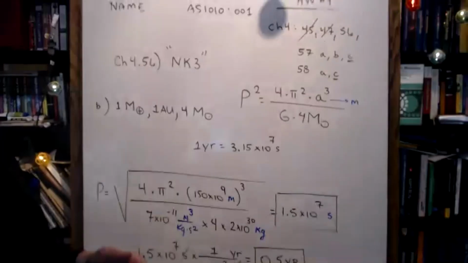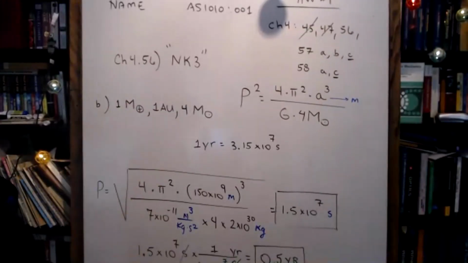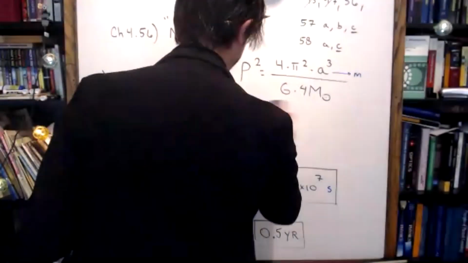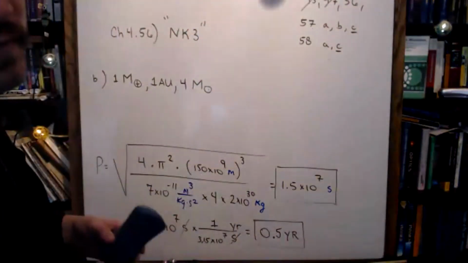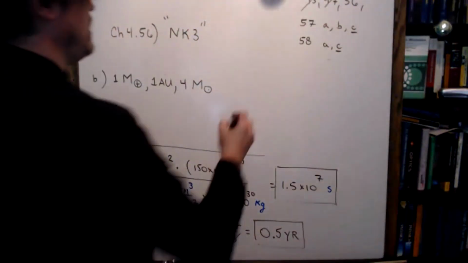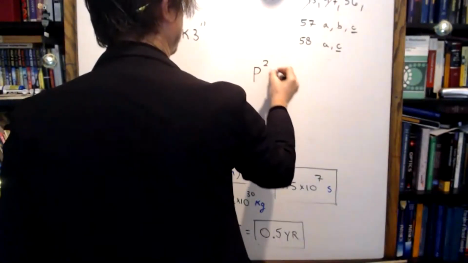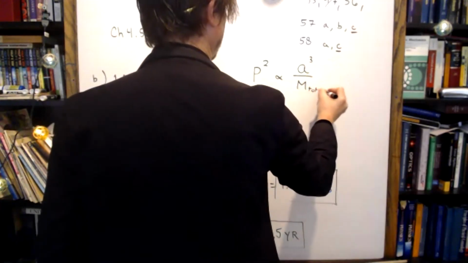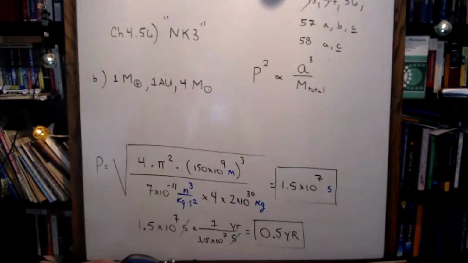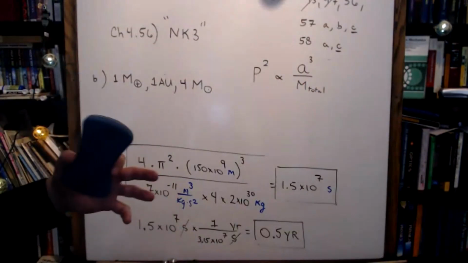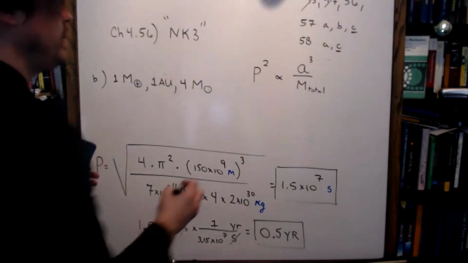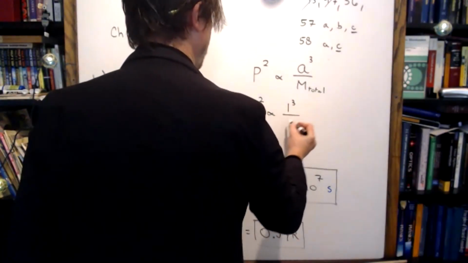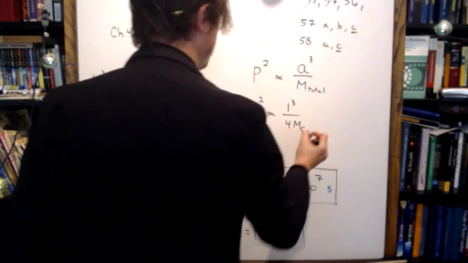I want to show you guys a little secret. We could have done this problem a whole lot faster if we had had the power of proportionality arguments on our side. If we were to write NK3 as a proportionality argument, we could write P squared is proportional to A cubed over the total mass of the system. When I use proportionalities, I can neglect the constants like 4s and pi's and g's. Now in this case, we had a distance that was 1 AU, but the mass was 4 times that of the sun.